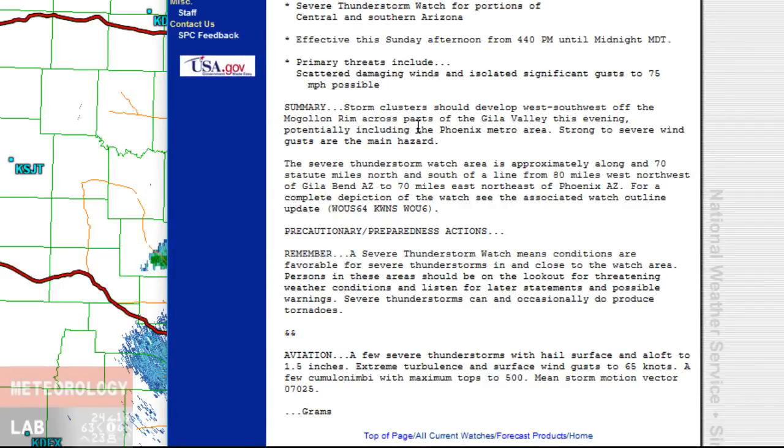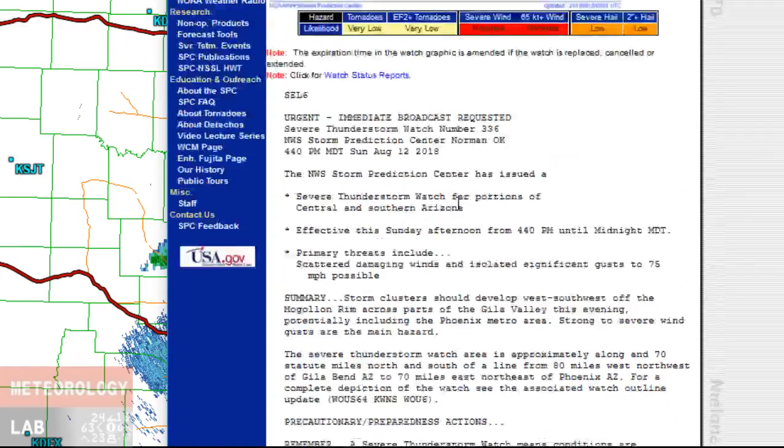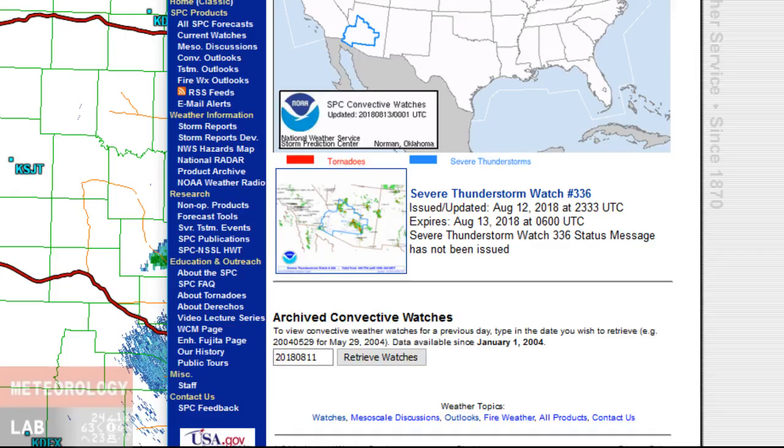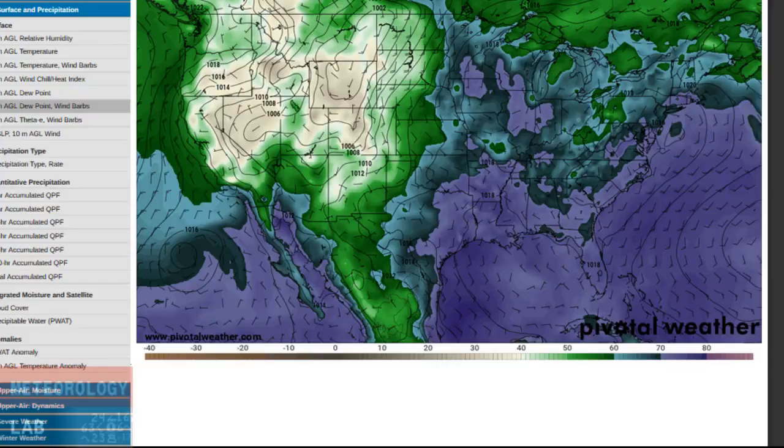Looking for storm clusters from the Mogollon Rim moving out towards the Phoenix area this evening, and you can see they're emphasizing the strong wind gusts, and that's pretty much it for that. Why don't we go right down to the satellite and look at those storms there in Arizona.